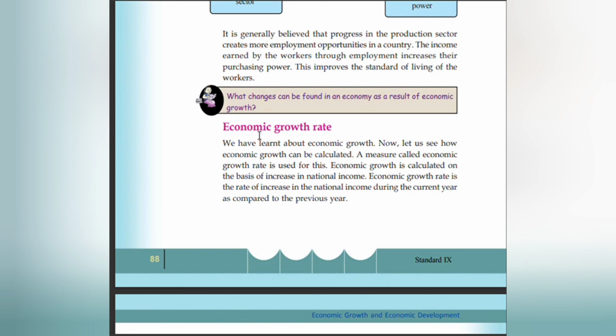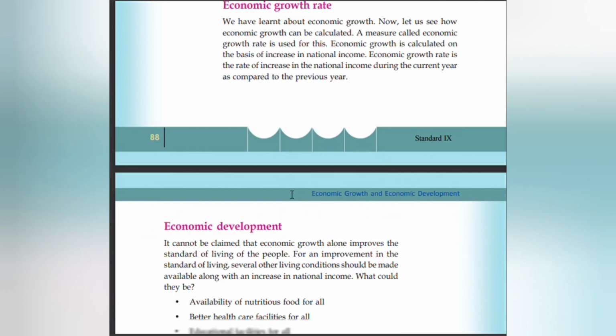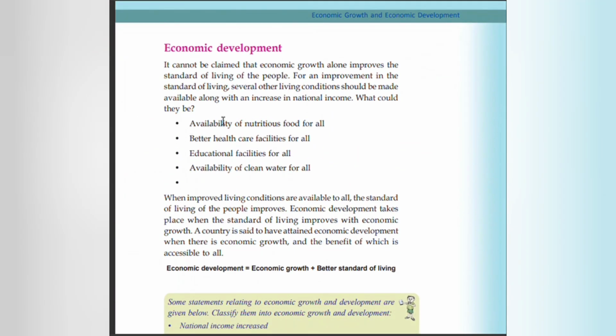Economic growth rate. We have learned about economic growth. Now, let us see how economic growth can be calculated. A measure called economic growth rate is used for this. Economic growth is calculated on the basis of the increase in national income. Economic growth rate is the rate of increase in the national income during the current year as compared to the previous year.